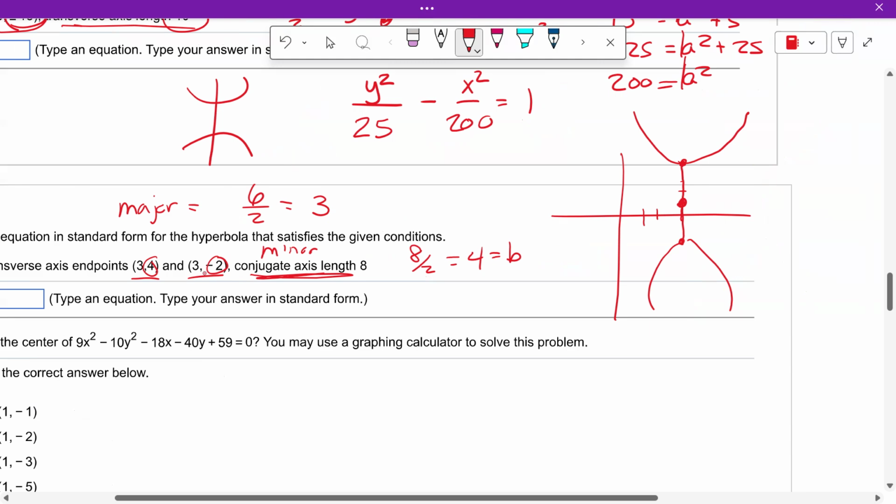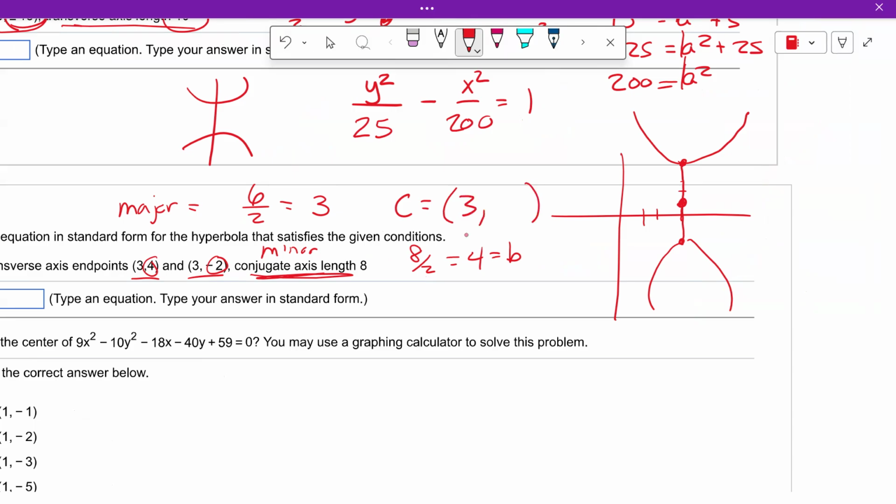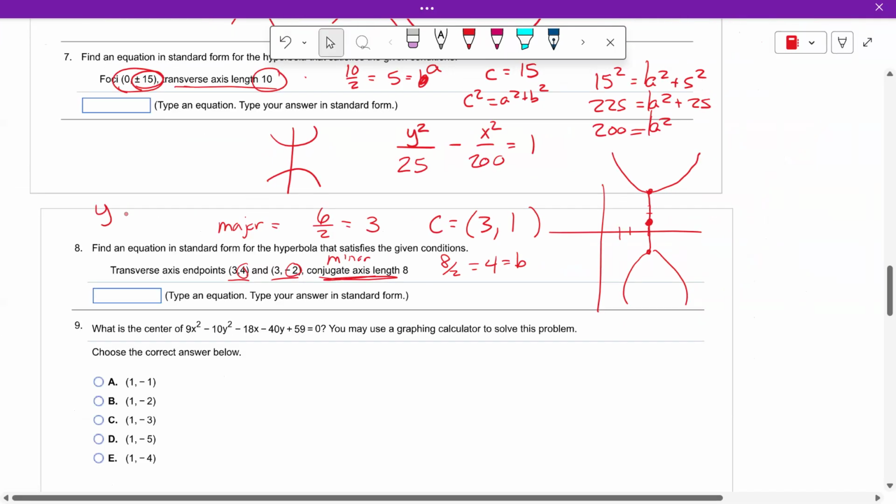The center is going to be at 3. What's halfway in between 4 and negative 2? 1. The center is going to be at 3, 1. So it's y minus 1 quantity squared minus x minus 3 quantity squared equals 1, and we have to put the right numbers underneath it. We know the major axis is 3, so that is a. So a squared is 9. The minor axis is b. B squared is 16.